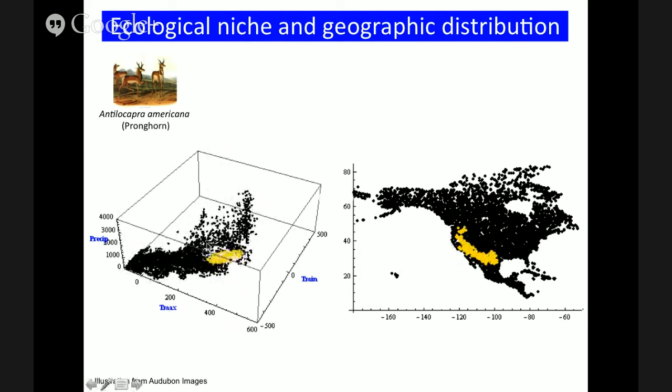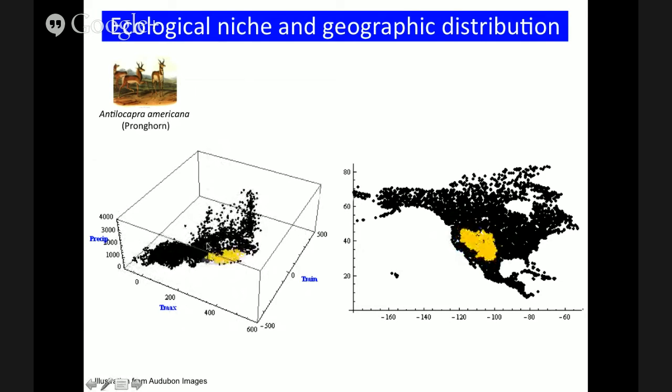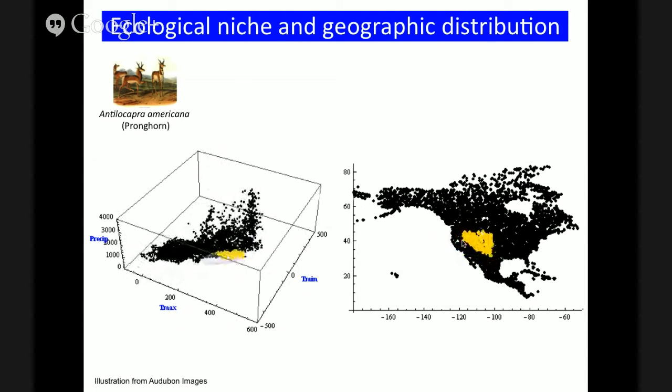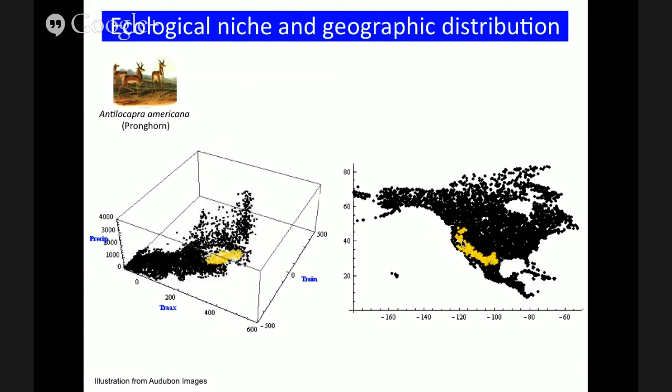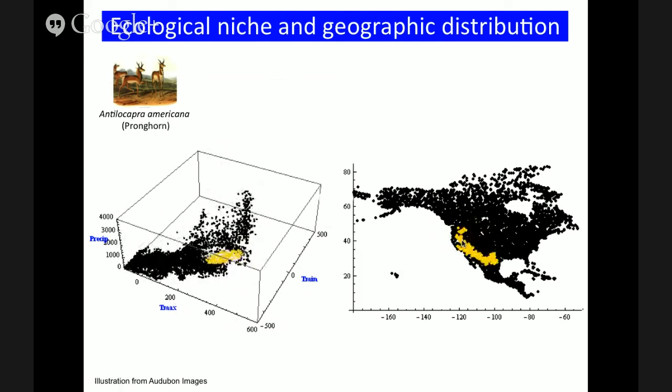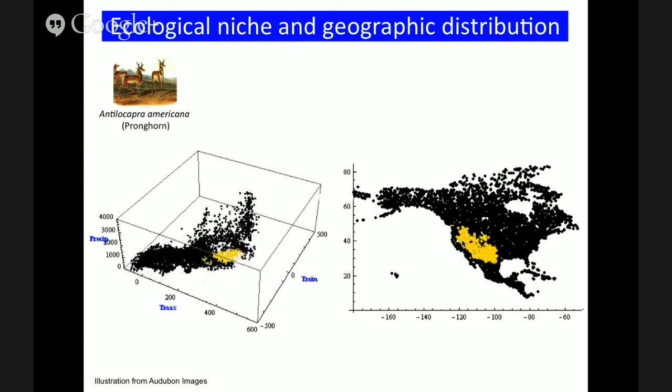We're using environmental predictors to try to predict where are potential suitable sites on the geography for this species. So that's just to have the two concepts that are very useful here: ecological niche and geographic distribution.